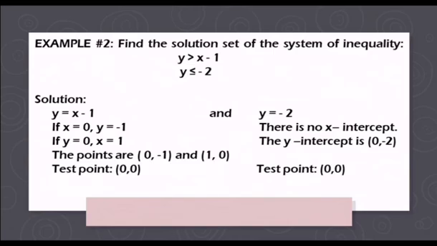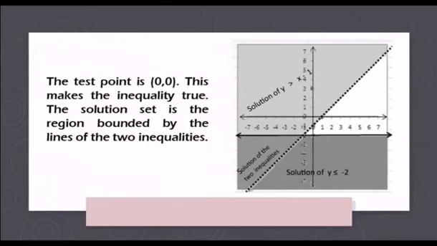And then for the second inequality, y is less than or equal to -2, the equation is y = -2. So in here, there is no x-intercept. The y-intercept is (0, -2). The test point will be (0, 0) for both the equations. Since the test point is (0, 0), this makes the inequality true. The solution set is the region bounded by the lines of the two inequalities.